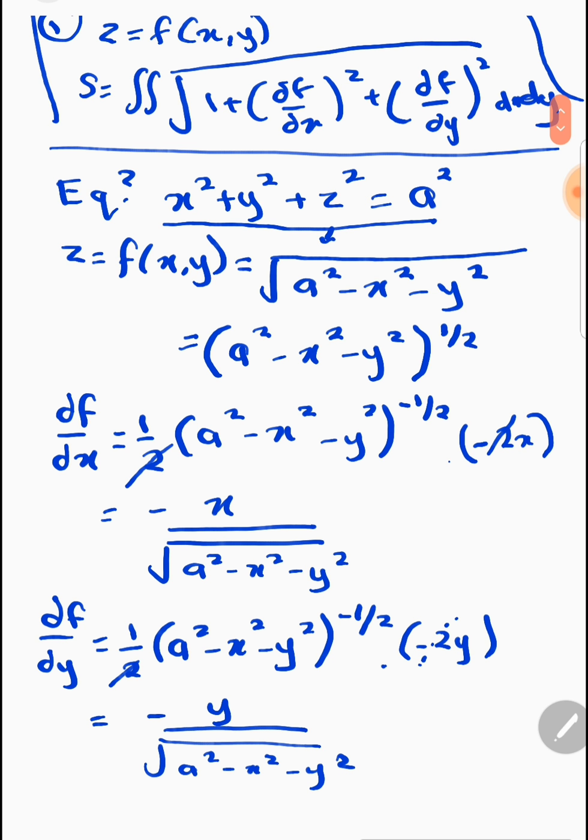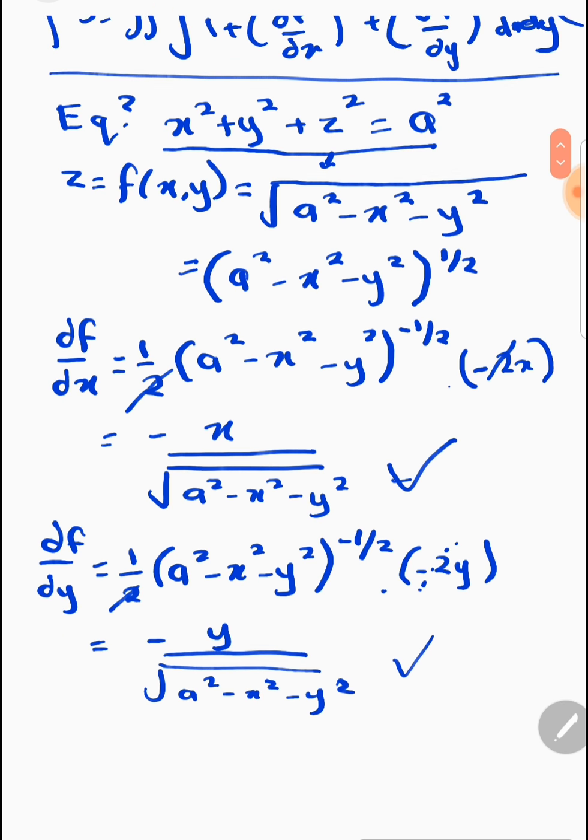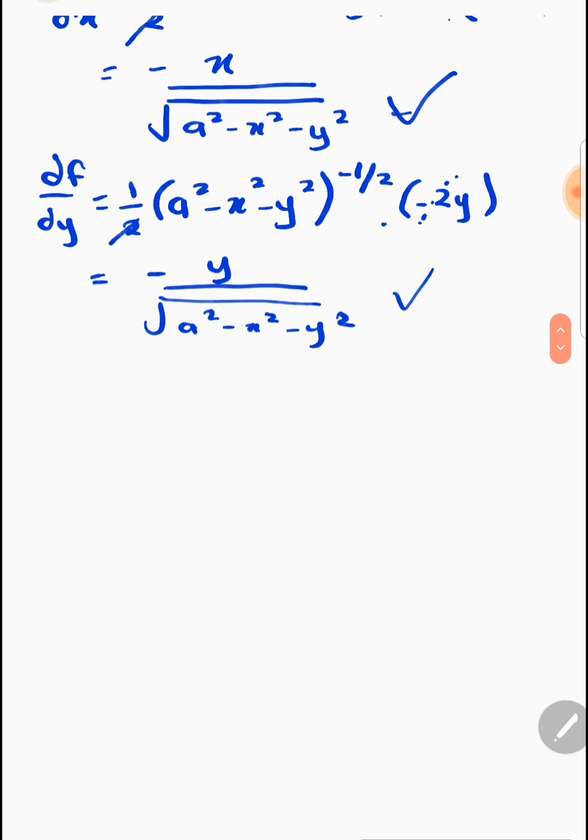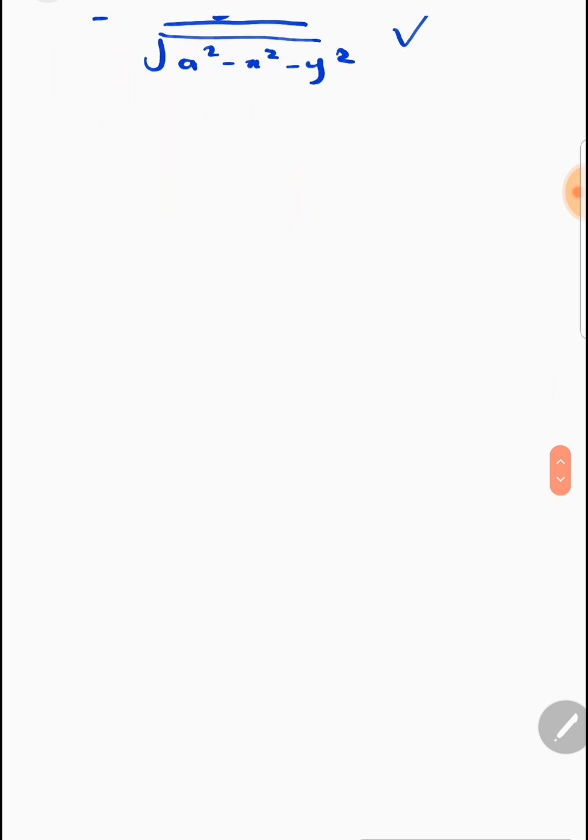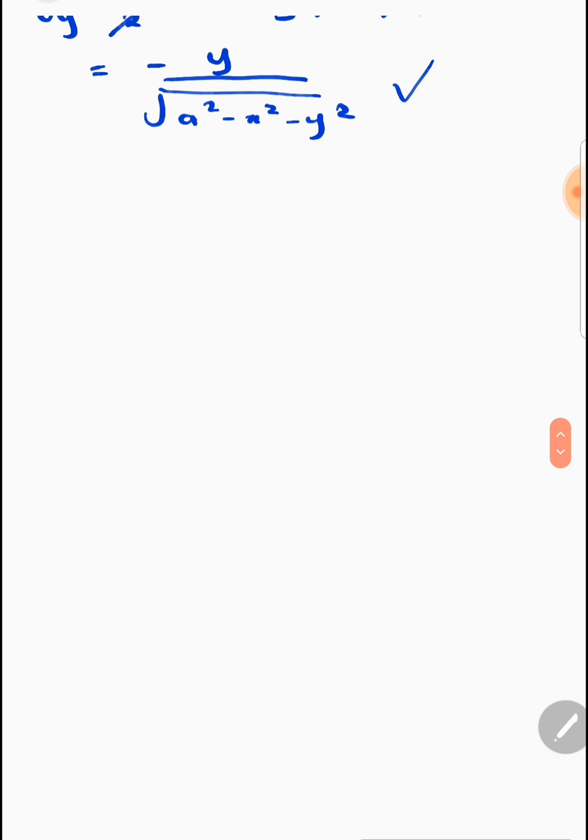Alright, now I have found my df dx, I have found my df dy. Let's put all these terms, this term here and this term here and this term here, into the equation. Alright, I'm going to scroll this up, and I hope that you are at least watching it to understand it and then try it out later, or you might just be checking out your answer to validate that it is actually correct.